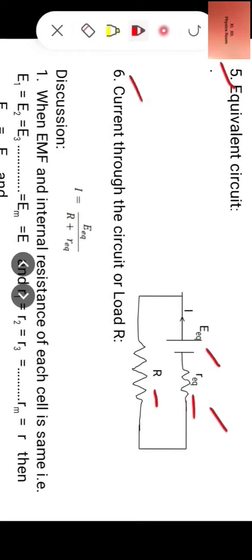Now sixth, current through the circuit or load resistance R. Let I be the current that flows through load resistance R, then I will be equal to E equivalent divided by capital R plus R equivalent. So this is the expression for the current through the load. Now discussion, point by point we take up discussion.